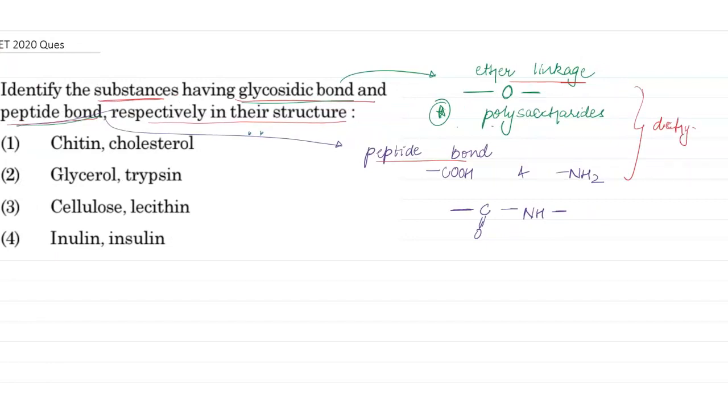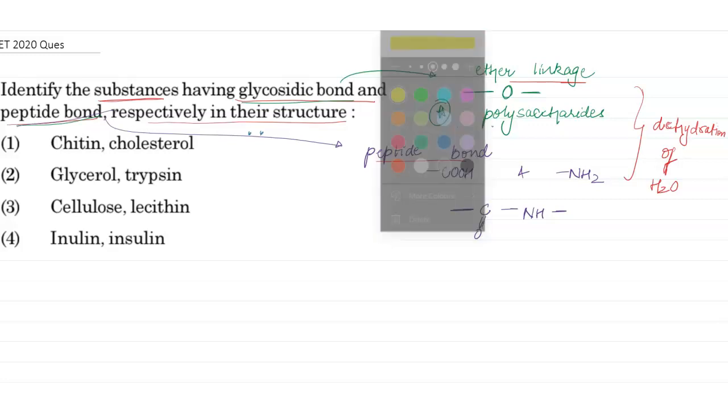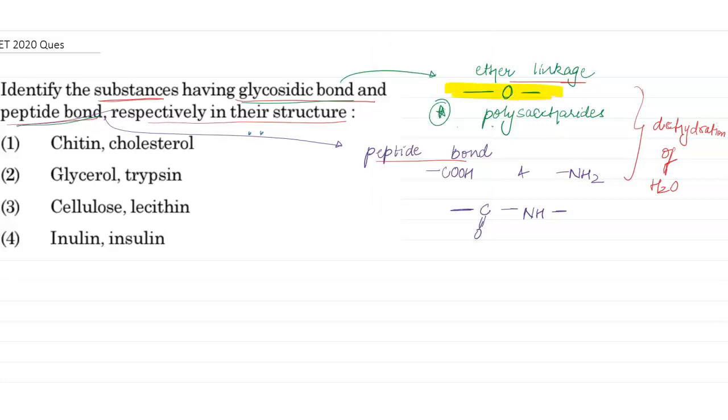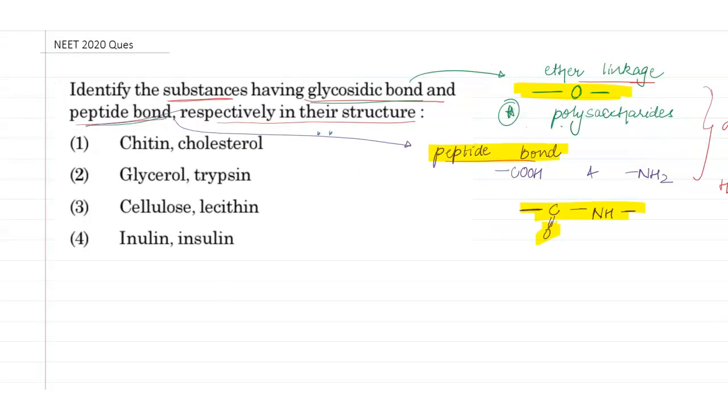कैसे बनते हैं ये दोनों bonds? By dehydration of water. Dehydration of water मतलब क्या होता है, पानी का निकलना. जब दो molecules combine करते हैं और the dehydration of water occurs, then these two bonds are respectively formed. Glycosidic bond is the ether linkage, and peptide bond is this. Okay. Now peptide bonds are generally found in proteins.